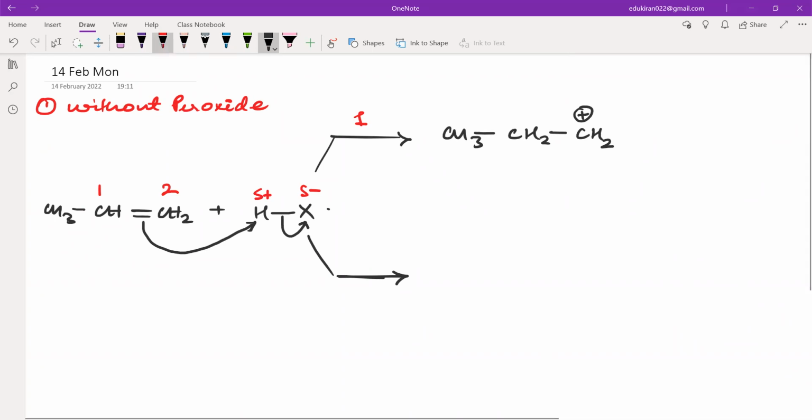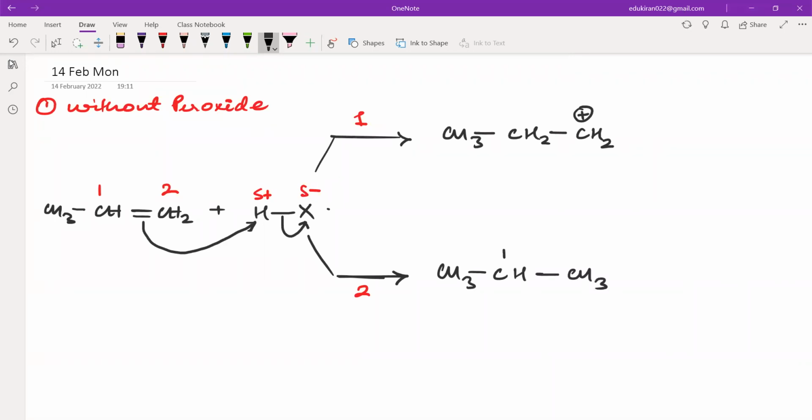Now if it attaches on the second carbon atom, then we will get CH sigma bond CH3, and there will be a positive charge on the second carbon atom. Now we have to compare which of these, the first product or the second product, is more stable, which carbocation is more stable. You can see that one is a 1 degree carbocation, primary, and the other is a 2 degree carbocation.